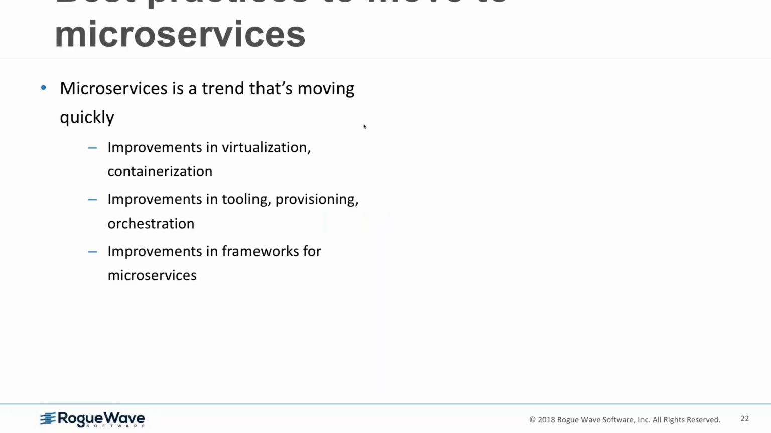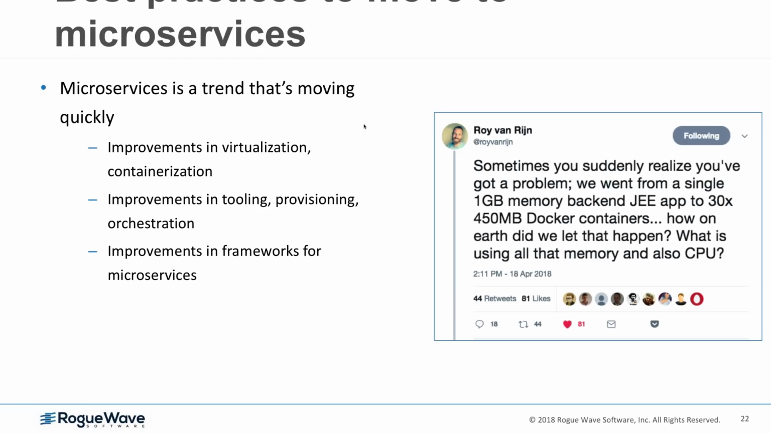So here, microservices is a trend that's moving really quickly. There are constantly improvements in virtualization, containerization, changes, new versions in tooling, provisioning, orchestration. The same is true for frameworks and microservices. Every month you can read some new approach or some change. So it's moving so fast that if you start thinking about what should I do with my Java version, I think the answer there is quite simple.